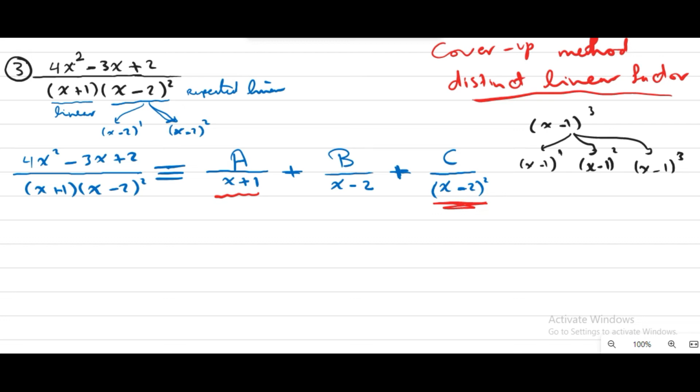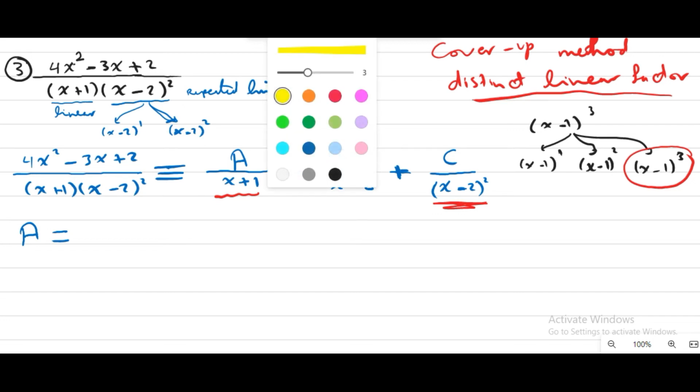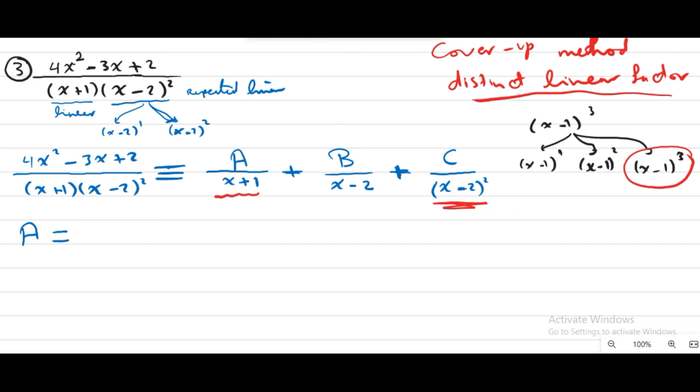Which one can we use the cover-up method with? We can use the cover-up method with the bigger one, which is x minus 1 all to the power of 3. So here, to find letter A, we can use the cover-up method. We can say A equals, and as we did before, cover its denominator from this expression.